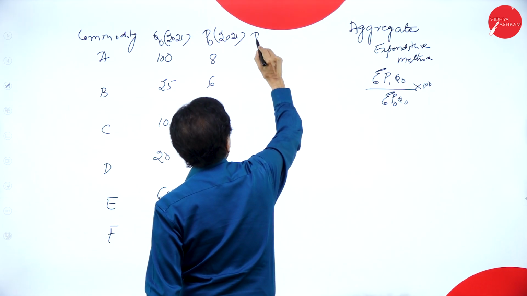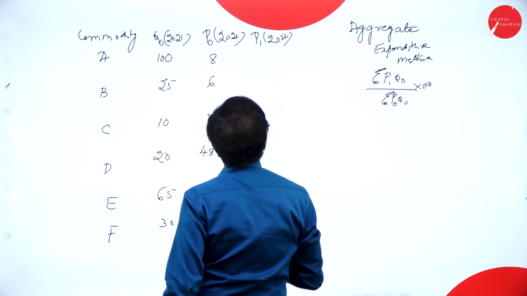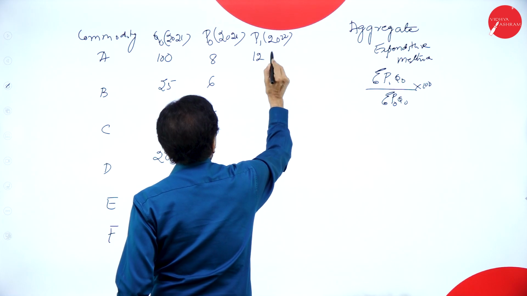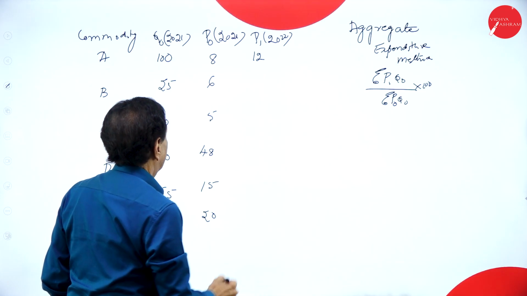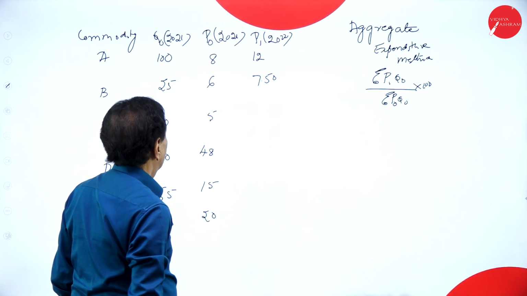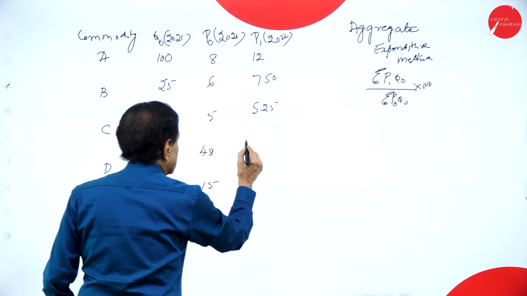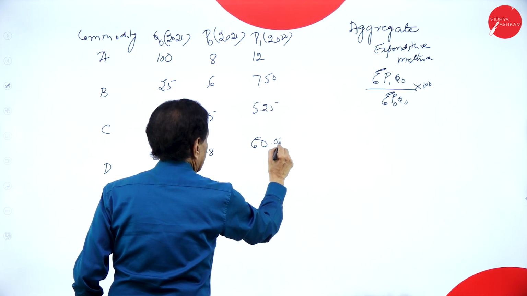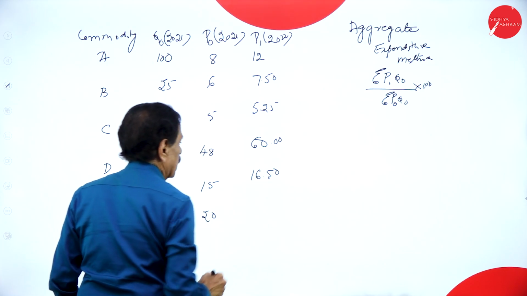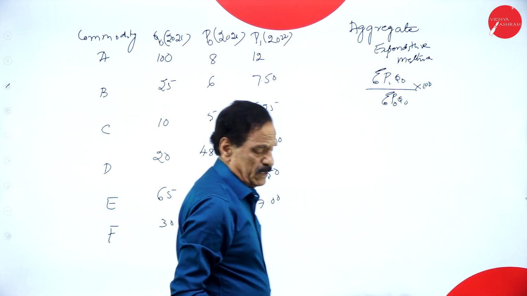Then P1, 2022: 12, then 7.5, 5.25, 60.00, 16.50, 27. This is what we require.